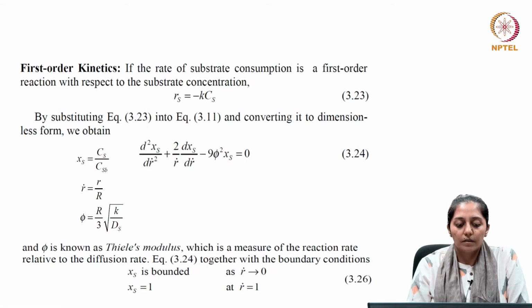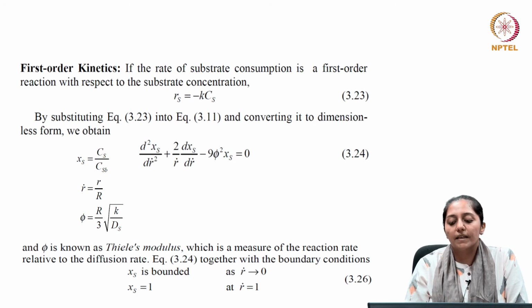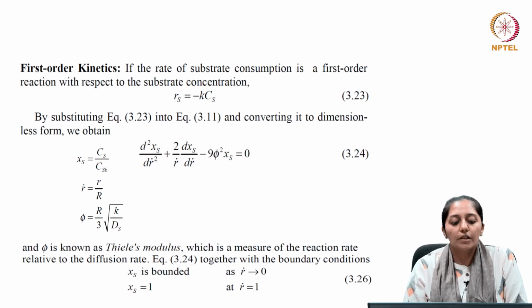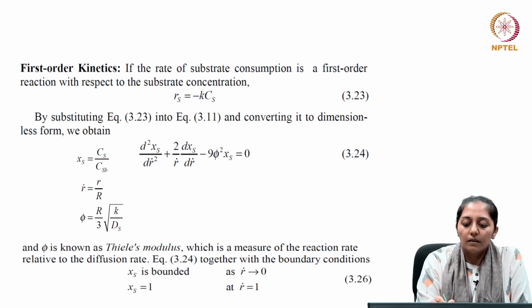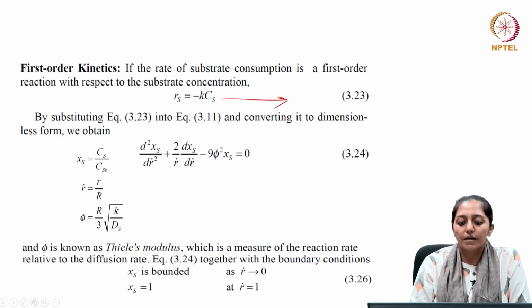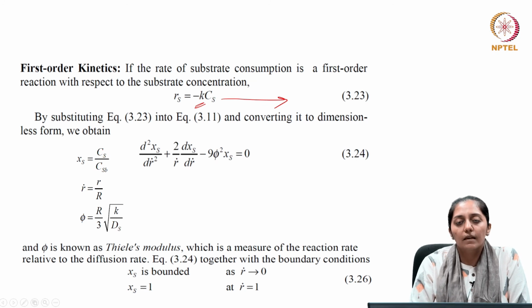So, now let us take another case of a first order kinetics. If the rate of substrate consumption is a first order reaction with respect to the substrate concentration, then it can be demonstrated by the equation shown here as 3.23, where K is your rate constant and Cs is the substrate concentration. So, your reaction rate is a function of substrate concentration.